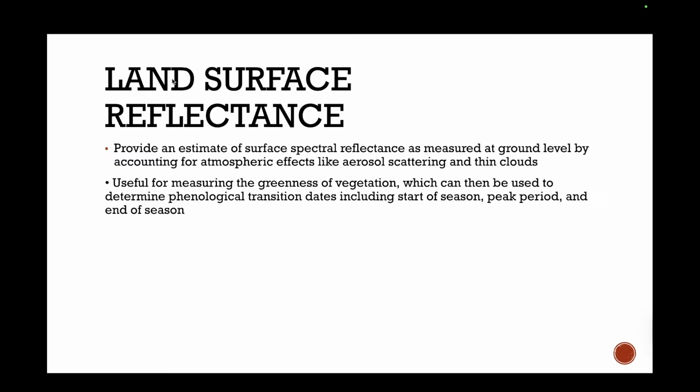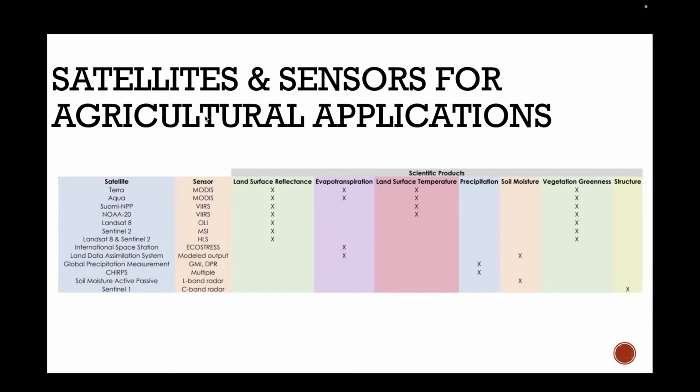So now how can I check the land surface reflectance? Let's try to check which satellite provides this information. For land surface reflectance, you can see MODIS provides it. We can also get OLI, which also provides land surface reflectance, or MSI. So suppose I want to measure land surface reflectance, how can I do it?